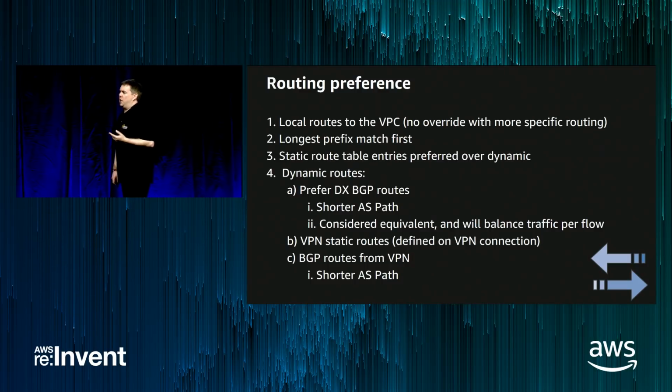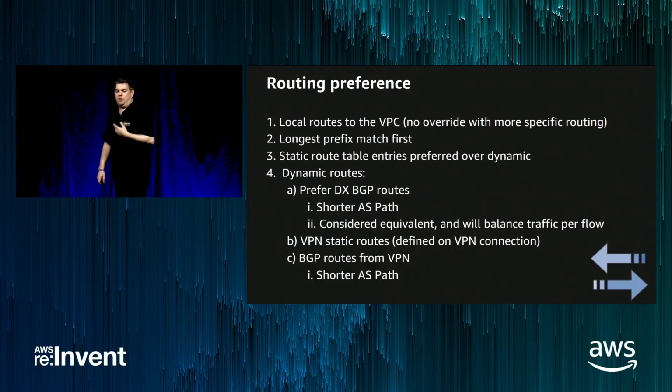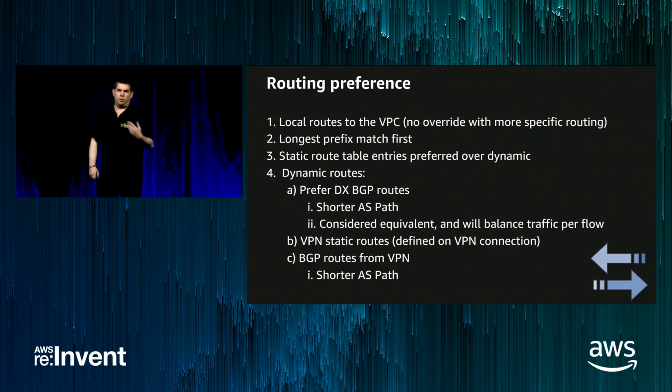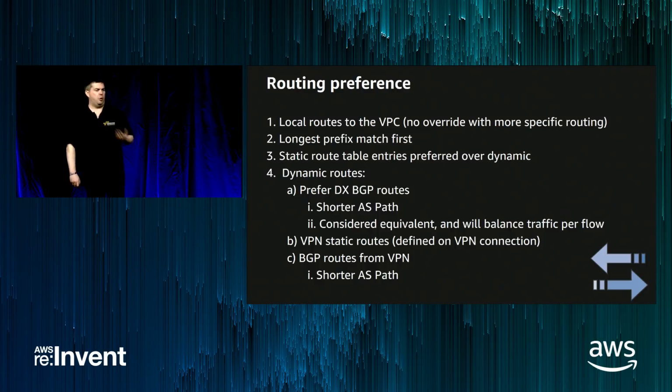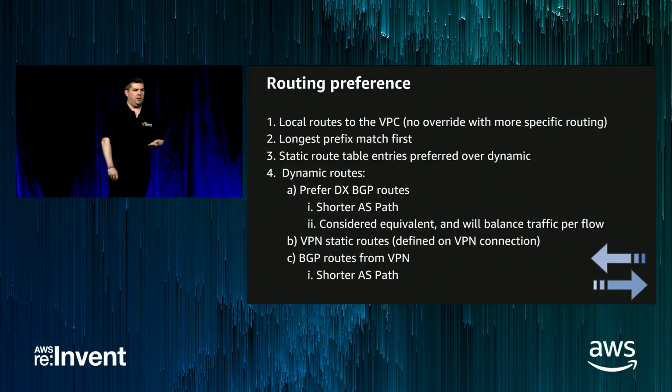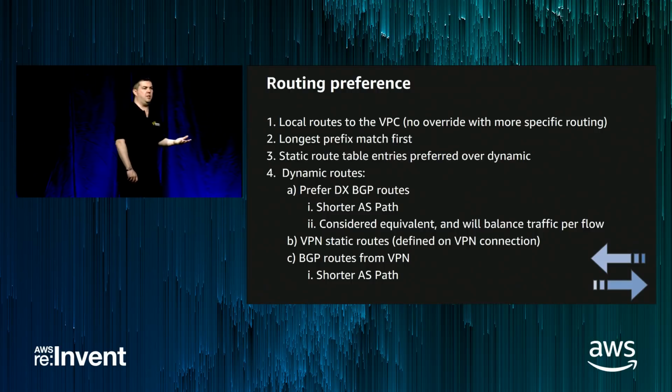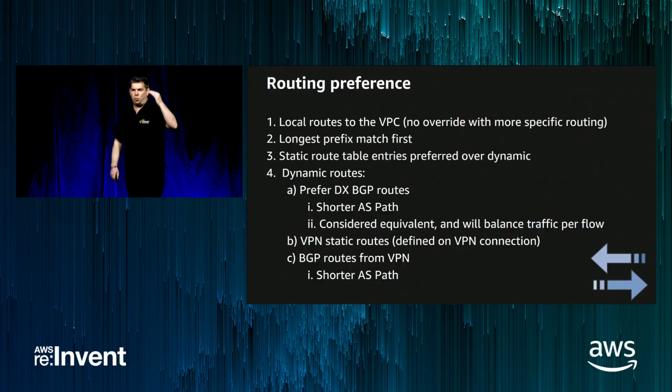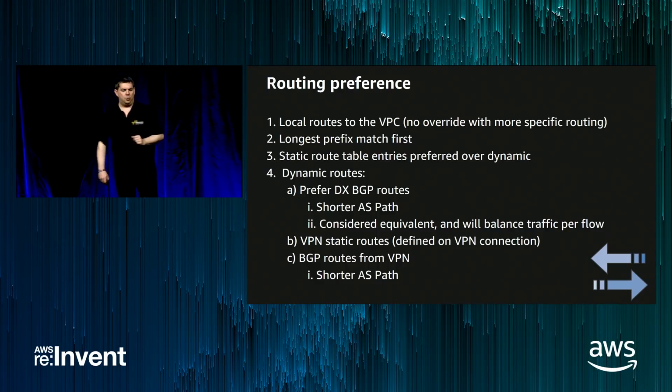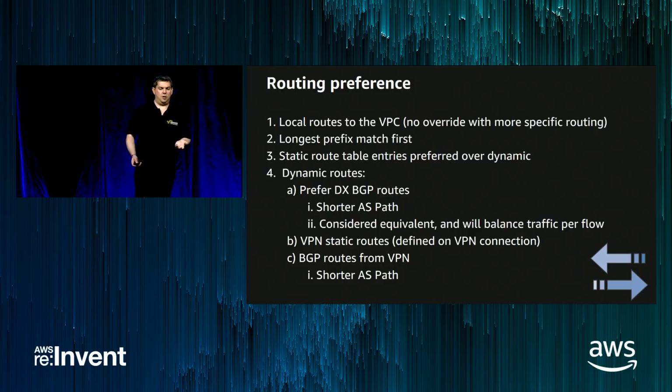We then look at the route tables you created in your VPC, and if you have any static route table entries, we're going to prefer those over anything that has been propagated dynamically. And if we then have dynamic routes that have been received from the virtual private gateway, we start working through another set of decisions. So we look at the Direct Connect routes first. These are going to be received over BGP.